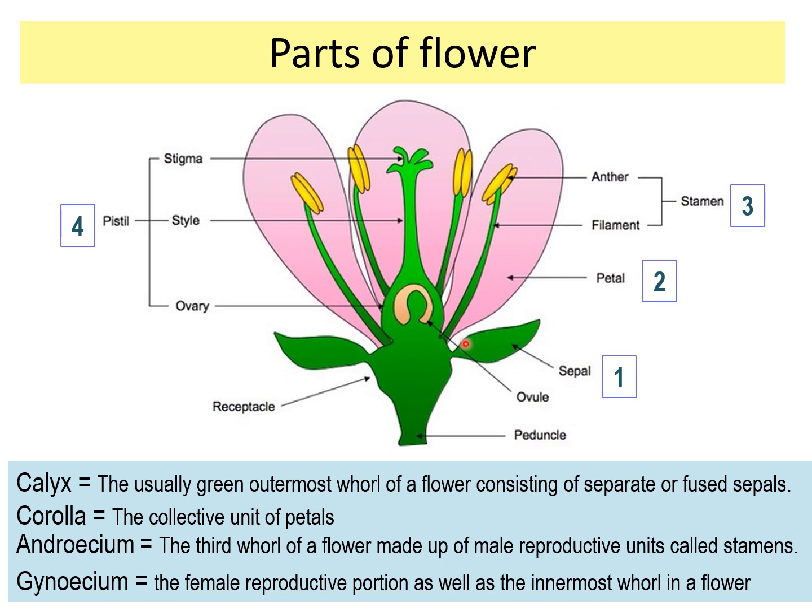And androecium is the third whorl of a flower, made up of the male reproductive units. This is the stamen, or the portion of stamens we call androecium. And for the pistil, the female reproductive portion as well as the innermost whorl in the flower, we call gynoecium.